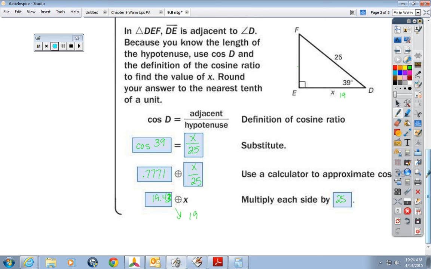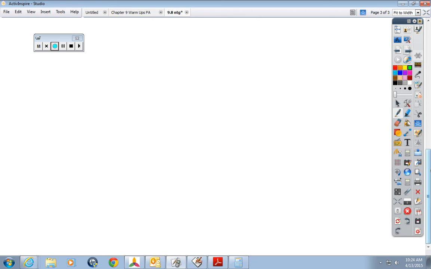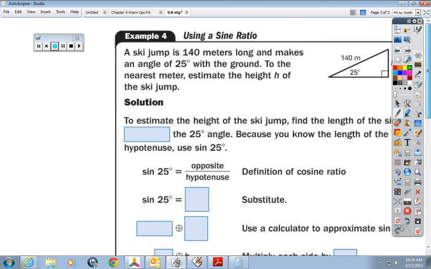Okay, last example. So, obviously, again, they're telling us that we're going to use the sine ratio, but you need to know why, okay? Because you may get a problem like this, and again, they're not going to tell you use the tangent or use the sine or use the cosine. You're going to have to figure out what information you have and use the correct ratio. Does that make sense, what I'm saying?